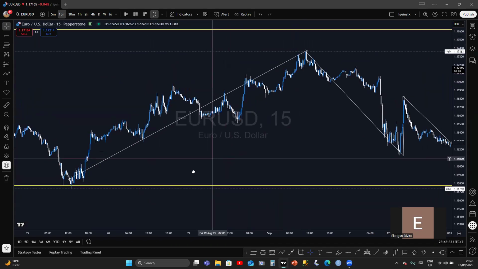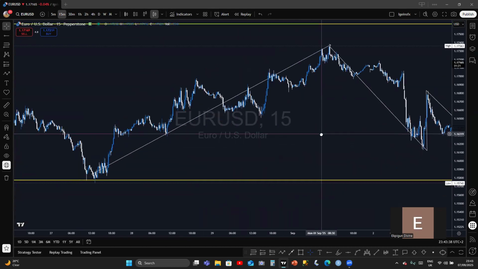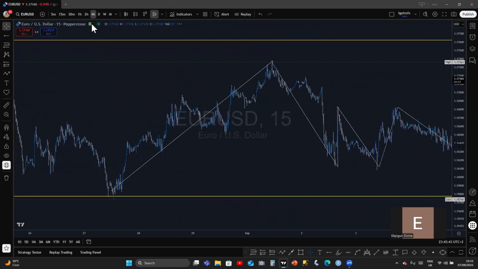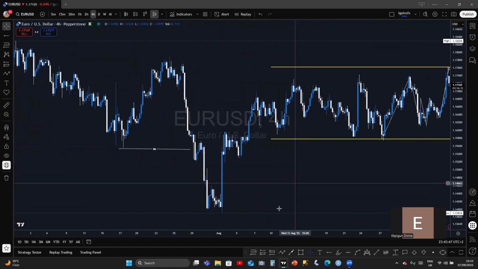So you need to train your eyes to know the movement of the structure, the movement of price. You need to train your eyes very well. So let's go back to the higher time frame.